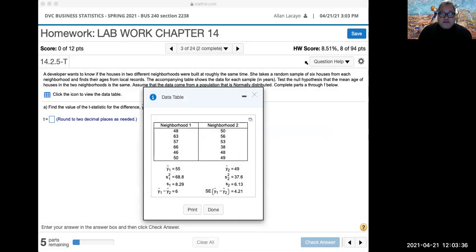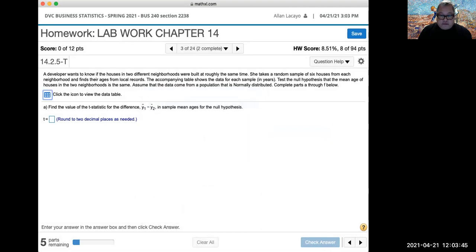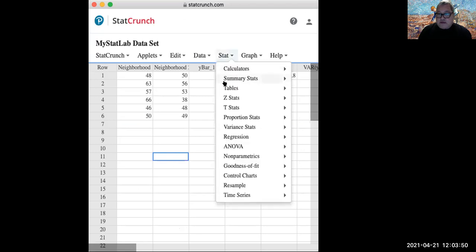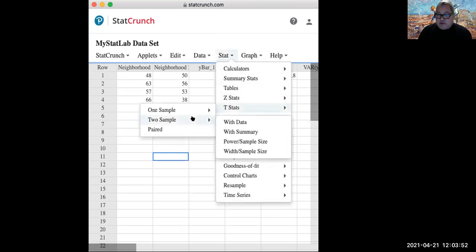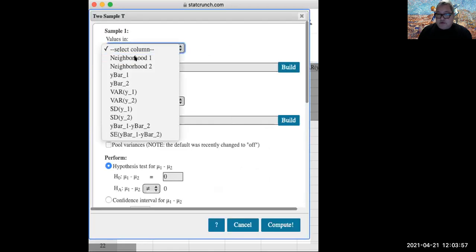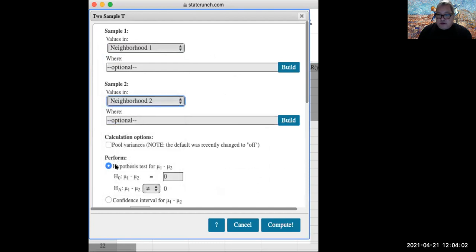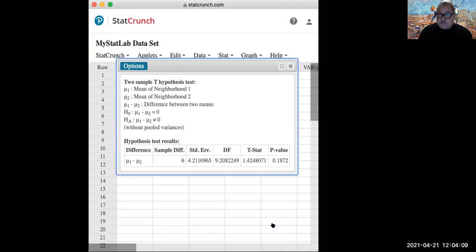Upon opening the data in StatCrunch, let me show you where the data are and share that window with you. We're going to go into Stat, T stats, Two sample, with data. We're going to select neighborhood 1 and neighborhood 2 as the 2 columns of data, and just test the hypothesis of the difference being 0 versus not. It's already pre-selected, so we click on compute.